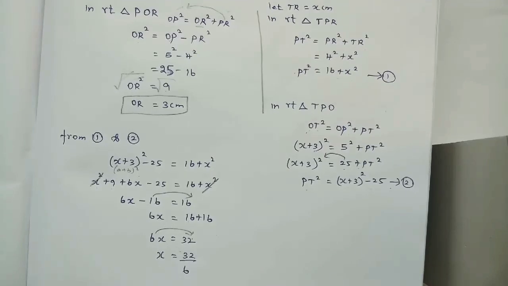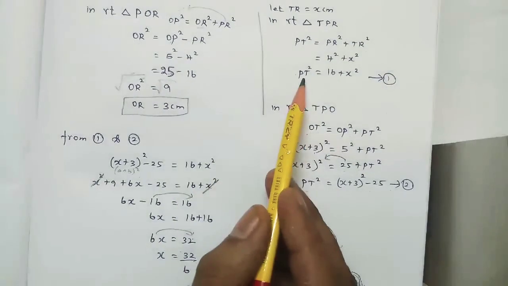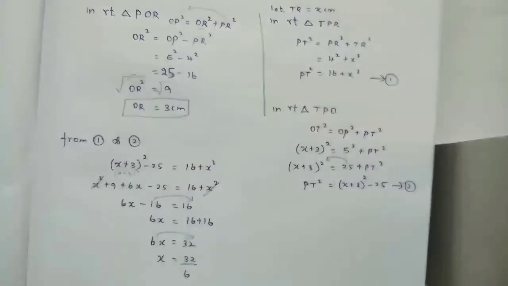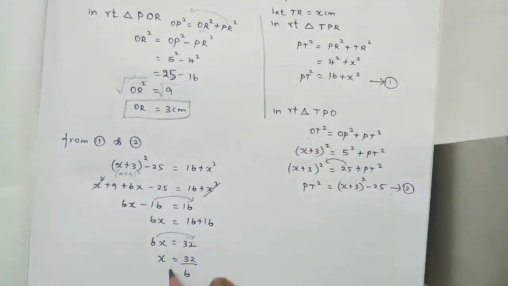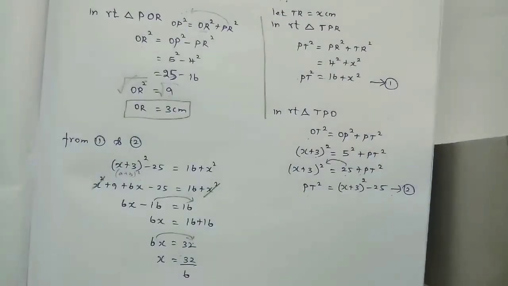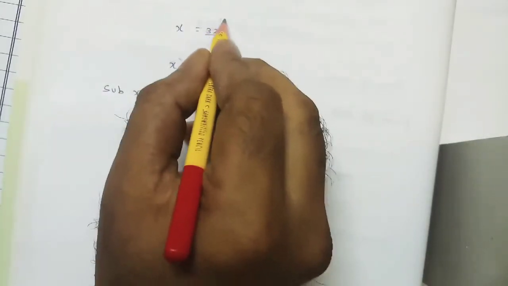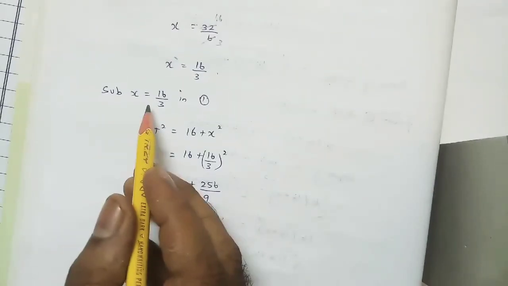Why am I finding the value of X? What do we want to find? We want to find the value of PT alone, right? Here PT is in terms of X. If we find the value of X and substitute in equation 1 or equation 2, we will get the solution. X is equal to 32 by 6. While simplifying, 3 times 16 times, X is equal to 16 by 3. Substitute X is equal to 16 by 3 in equation 1.